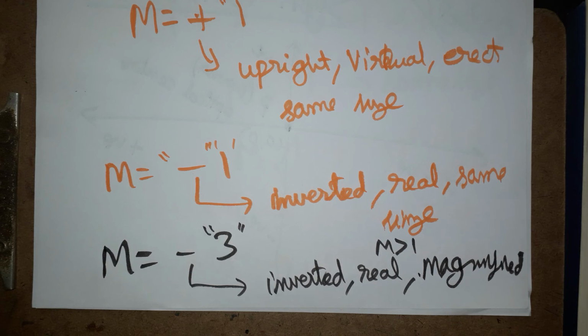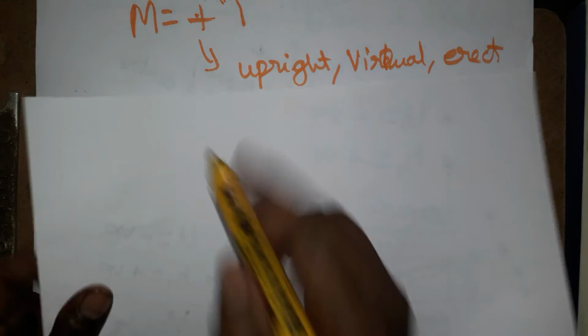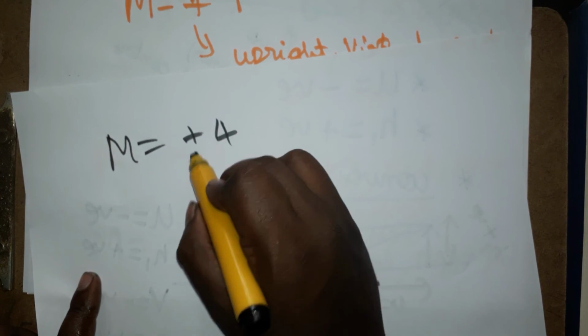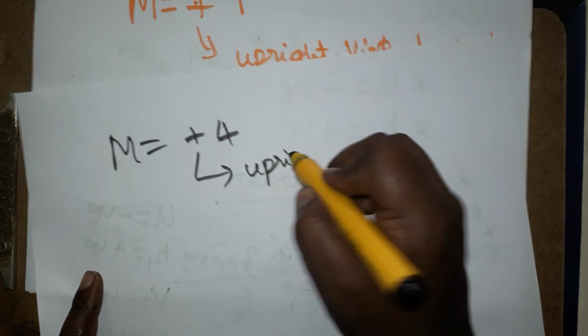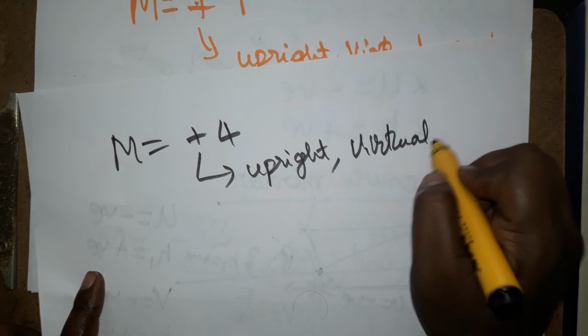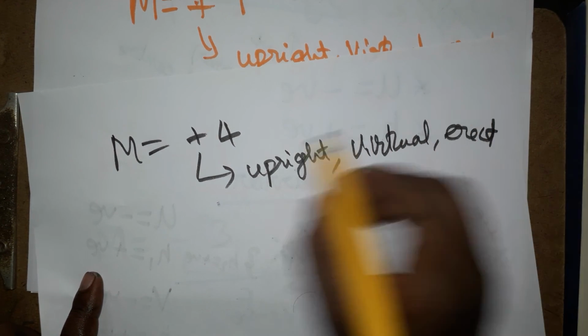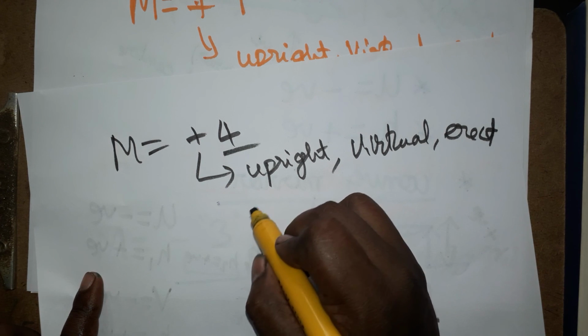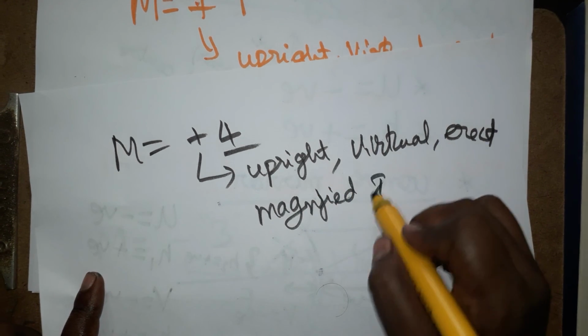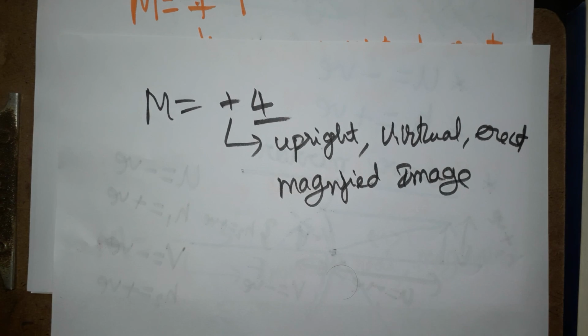Next condition. In case I got m equal to plus 4, upright means virtual, erect. And it is 4, greater than 1, a magnified image. So like that you can use sign convention to do ray optics problems. If you know the sign convention, you can easily do ray optics problems.